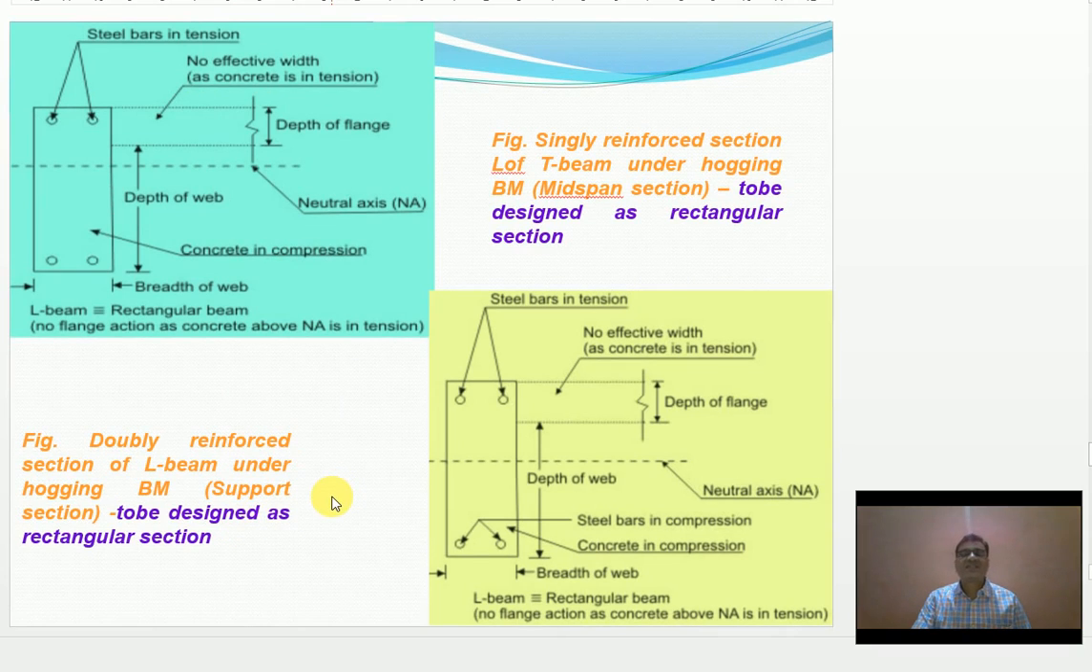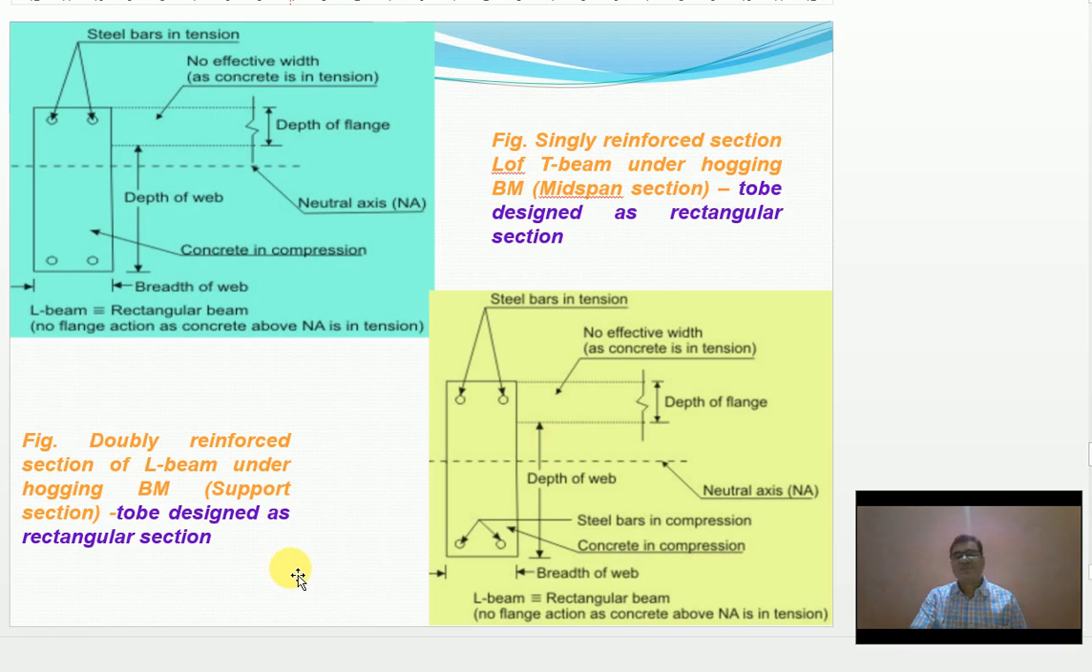Now just like the T beam, here also when the tension is at the top face and the flange is also at the top face, you cannot consider the contribution of the flange, because the flange cannot contribute while resisting tension; it contributes only while resisting compression. So obviously here also, though it looks like an L beam, you have to design it as a rectangular beam. In the case of a doubly reinforced L beam, again the problem is similar, because the tension is at the top and the flange is also at the top, so you cannot consider the contribution of the flange. Hence, this beam is also designed as a rectangular beam.